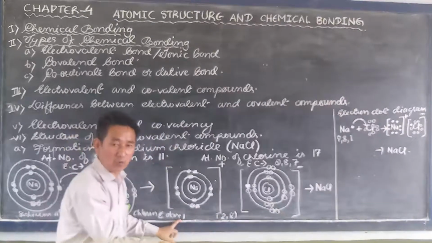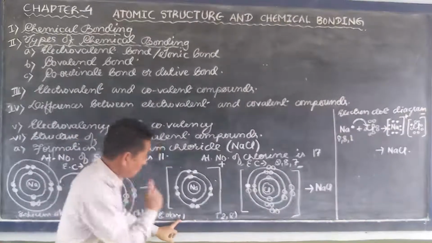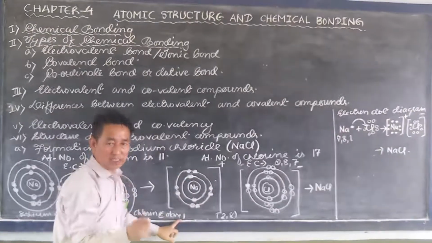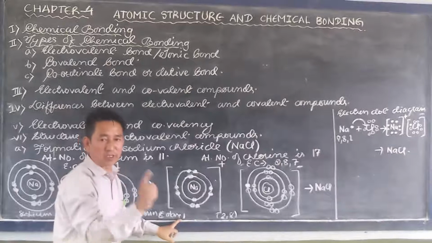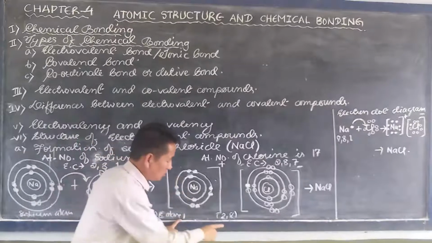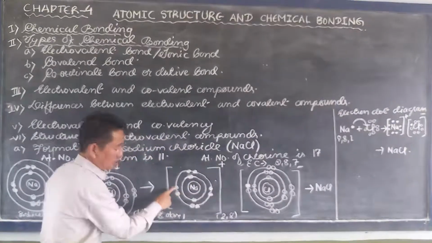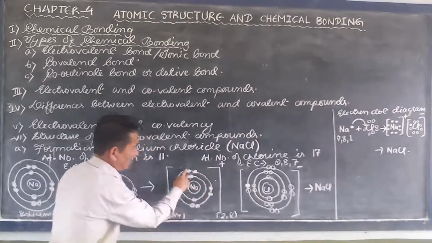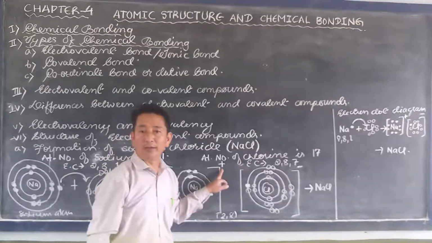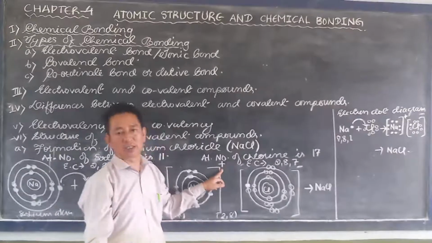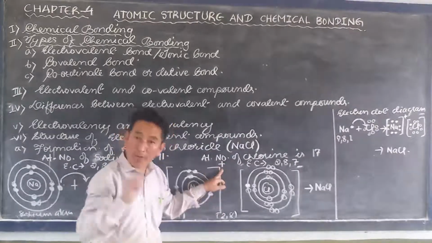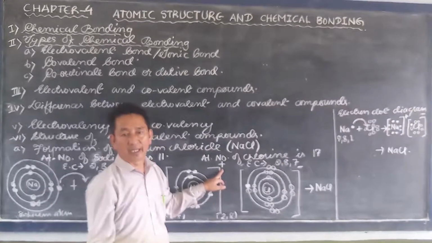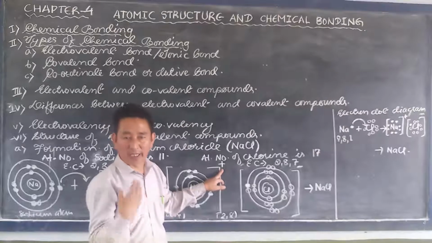Now after losing 1 electron, the sodium atom acquires the stable electronic configuration of the nearest noble gas neon. Outermost cell completed with octet: 1, 2, 3, 4, 5, 6, 7, 8, and it possesses 1 positive charge. It means 1 more proton, or 1 more positive charge than the negative charge of the electrons.